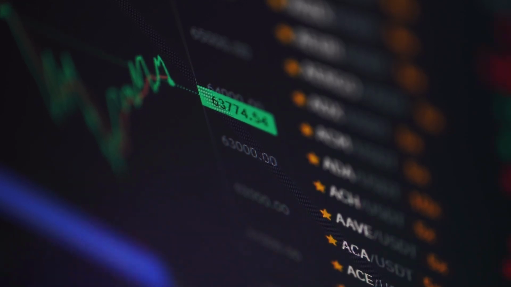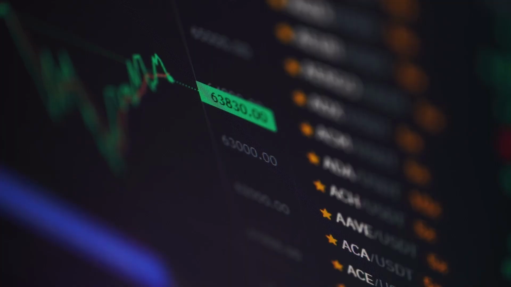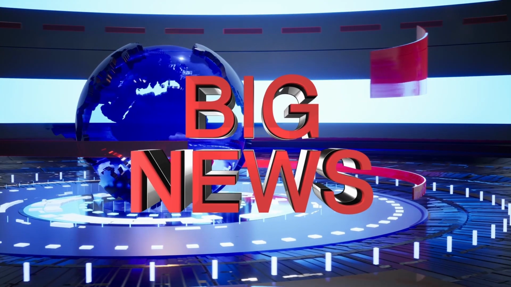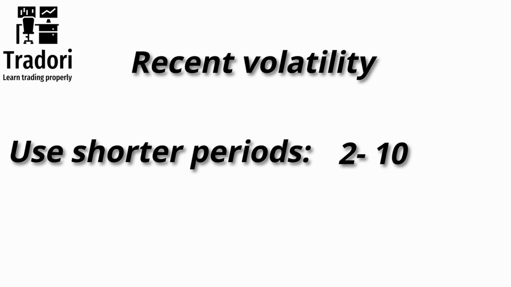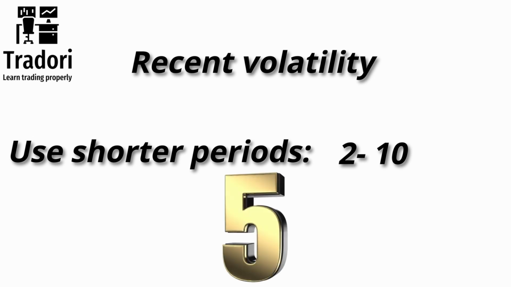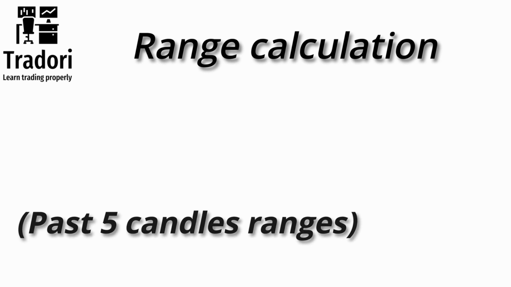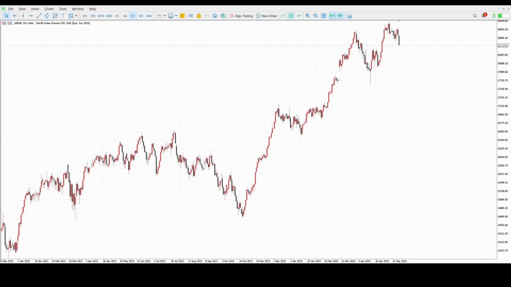However, market conditions change faster than when ATR was first introduced. Nowadays the market is affected so much by news, economic events, and so on. Therefore, it is important to measure recent volatility and use shorter periods of ranges, such as 2 to 10 periods. So we are going to calculate ATR by the last 5 periods. The calculation is simple. Take a sum of the last 5 daily candle ranges and divide that number by 5, which is the period number. Let's get to the chart.